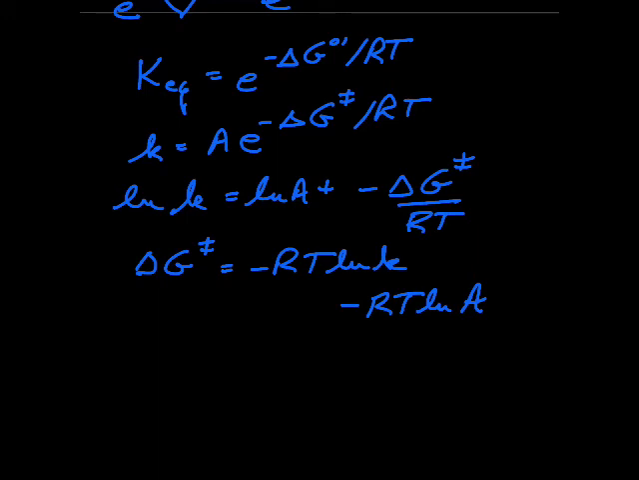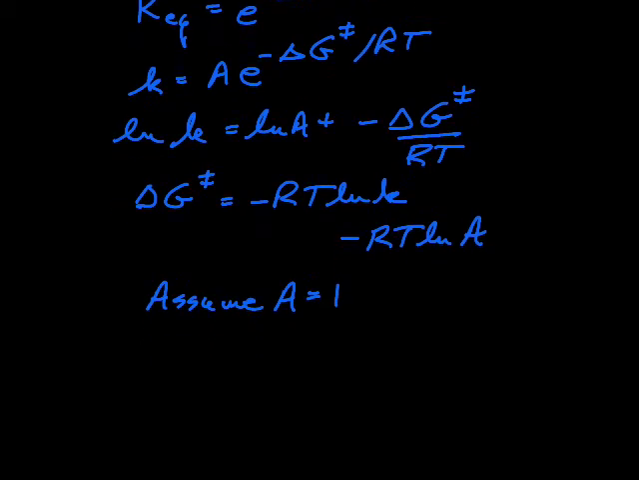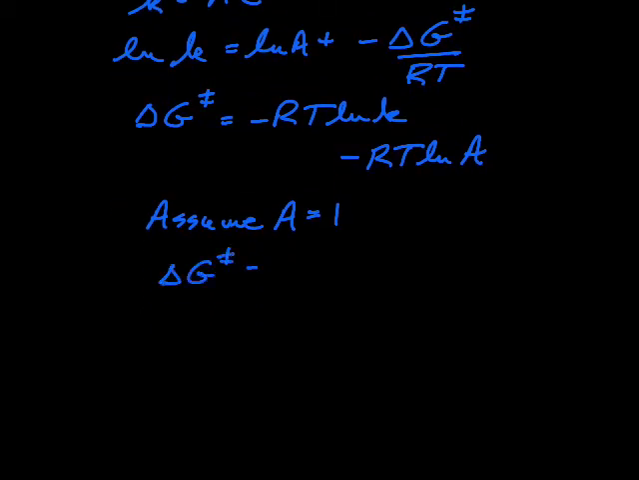Now, A is a frequency factor for the reaction, and if we assume a frequency factor of 1, meaning that every collision results in a reaction, then we can simply say that the natural log of 1 is 0, and then delta G dagger becomes minus RT ln of K, and this has the exact same form as the equation that we've always written for delta G0 prime, minus RT times a natural logarithm of a constant. This time it's a rate constant. In the case of the overall delta G, it's an equilibrium constant.